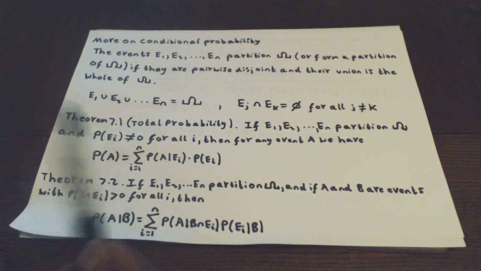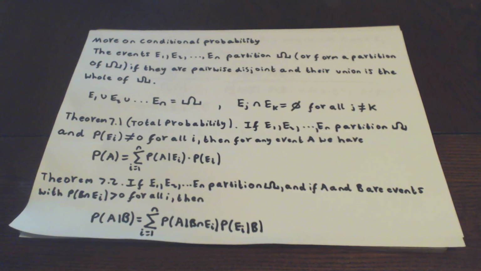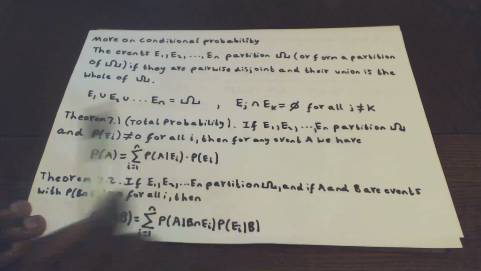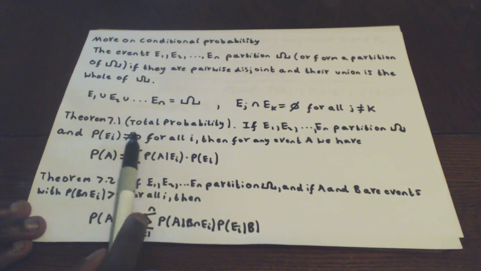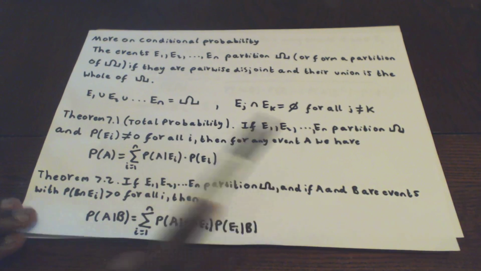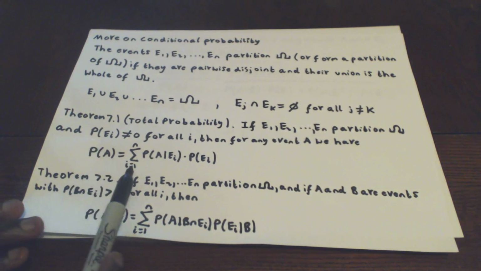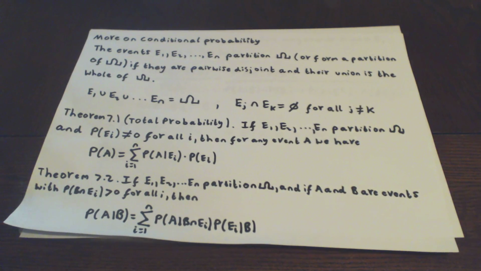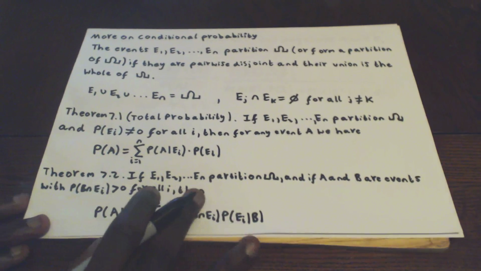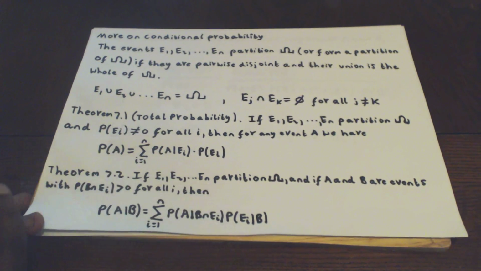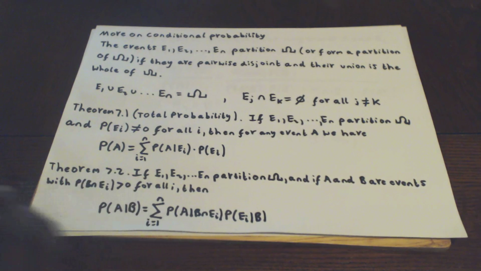So right, we've got theorem 7.1, which is the total probability theorem. That's if E1, E2 all the way to En partition the sample space, and the probability of Ei is not equal to 0 for all i, then for any event A, we have the probability of A is the sum from i equals 1 to n of the probability of A given Ei times the probability of Ei. Obviously, we'll apply these theorems, so I will go through them when applied, but I'm just making sure that everything's readable.